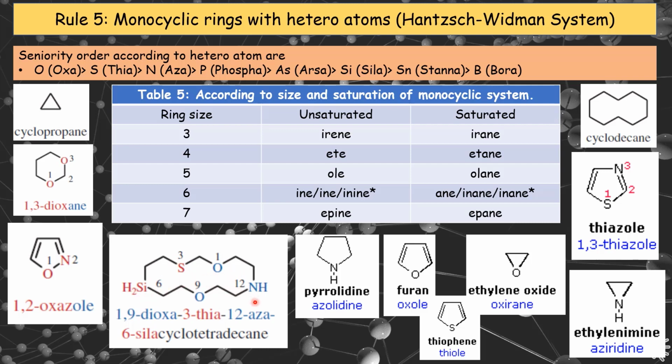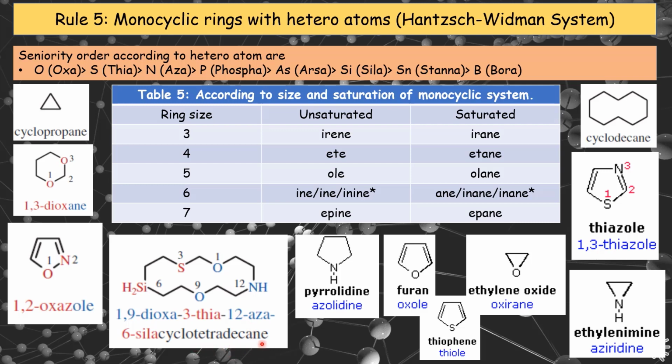So from this priority order of the seniority of the heteroatoms, we can see that oxygen is higher priority than sulfur, then nitrogen, then silicon. So we have to name it accordingly, and it is a monocyclic ring without any unsaturation. First just check the ring size. 14 atoms are present in this ring, so the name will be tetradecane.